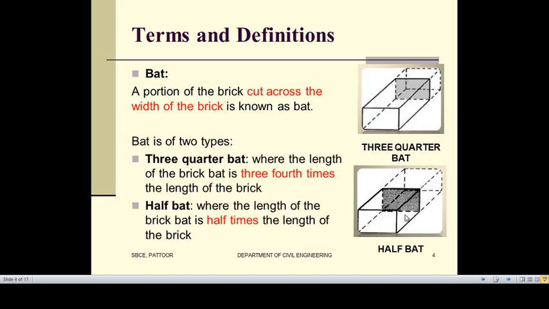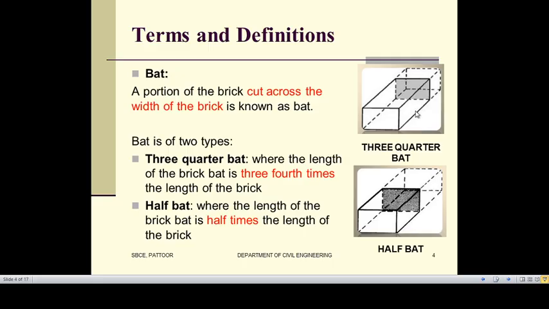And the next term is batt. Batt is a portion of the brick cut across the width of the brick. These two are the two different types of batt. Batt is the portion of the brick cut across the width of the brick. Two types of batt: 3/4 batt and half batt.